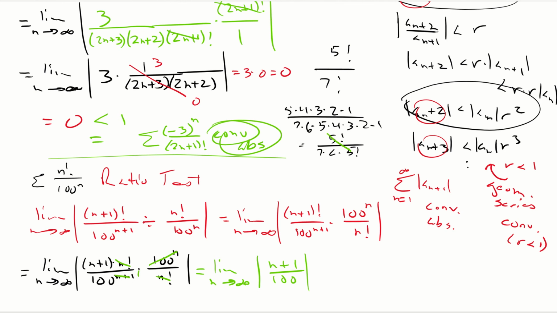What happens this time as n goes to infinity? It's in the numerator this time. It's not in the denominator. This is going to infinity, which, by the way, is a little bit bigger than 1, which means that this series, n factorial over 100 to the n, diverges. And that's all she wrote on that one.